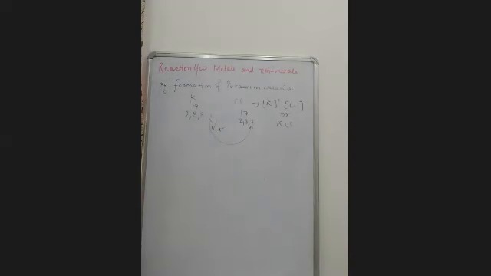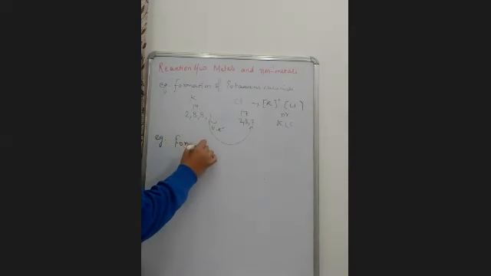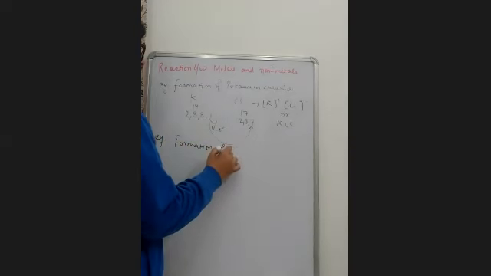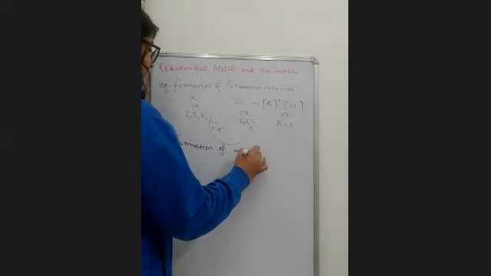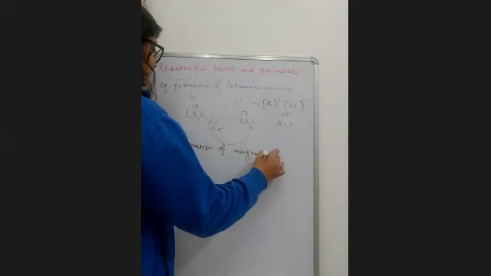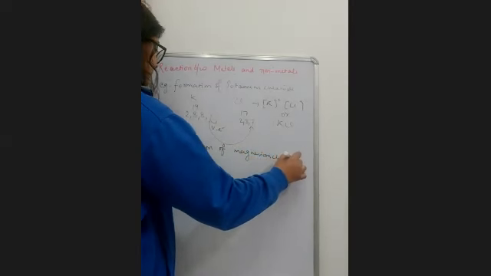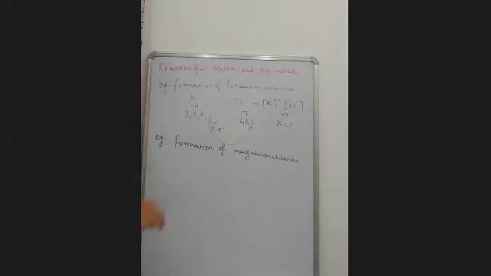Example third, if we have to form the formation of magnesium chloride, यहाँ पर हम देखेंगे इसका फॉर्मूला क्या बनेगा, कैसे इलेक्ट्रॉन्स गेन होगा, कैसे लूज होगा, इज इम्पोर्टेंट.